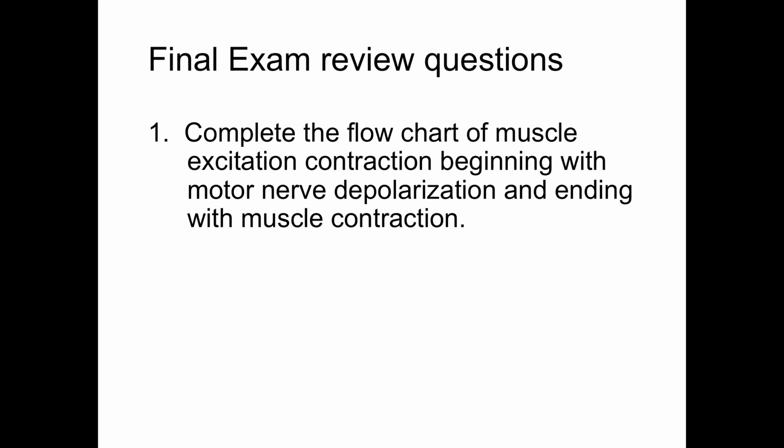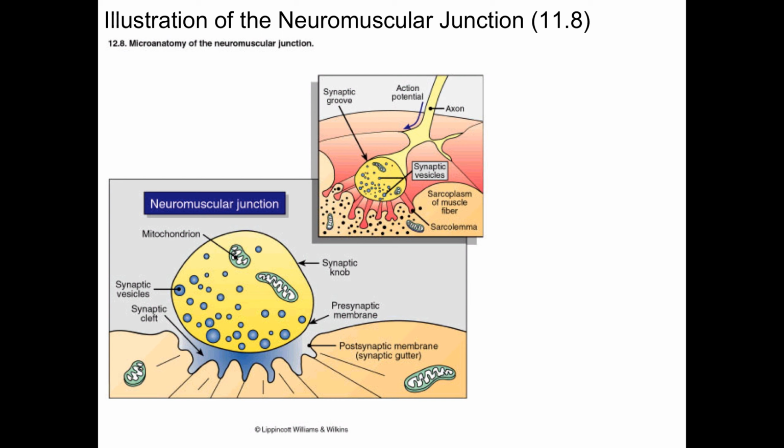So how do the actin and myosin proteins get together? This would be the beginning of the pathway, at least in terms of our discussion. Here's the neuromuscular junction, and here are these synaptic vesicles that contain acetylcholine. When acetylcholine goes into this synaptic cleft and binds to receptors on the muscle cell membrane, that initiates the wave of depolarization. That initiates the excitation at the muscle cell membrane.